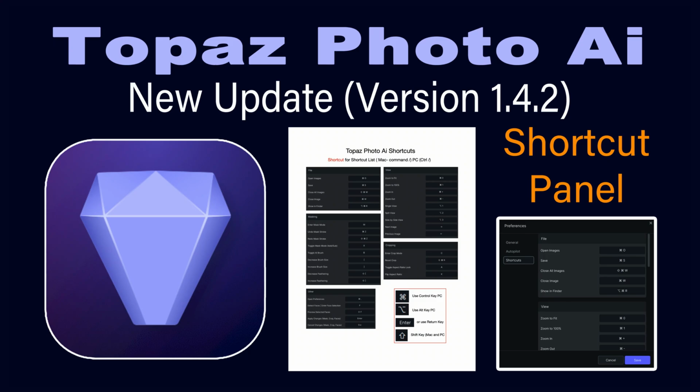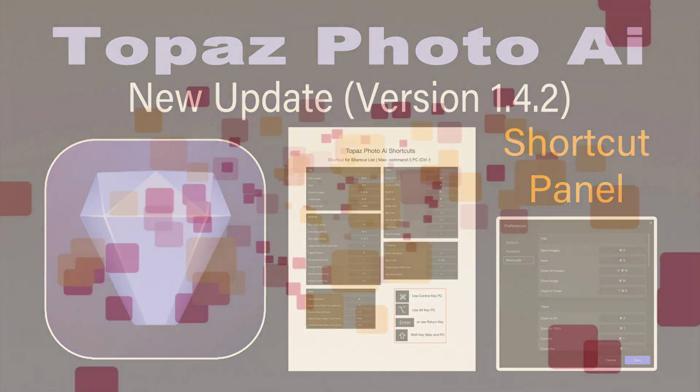Today on the Joy of Editing, we have exciting news about TOPAZ Photo AI's latest update, version 1.4.2. The folks at TOPAZ have introduced a new shortcut panel that displays all the available shortcuts. This addition is a game changer, as it will significantly speed up our TOPAZ Photo AI workflow. So stay tuned for more on the new shortcut panel.